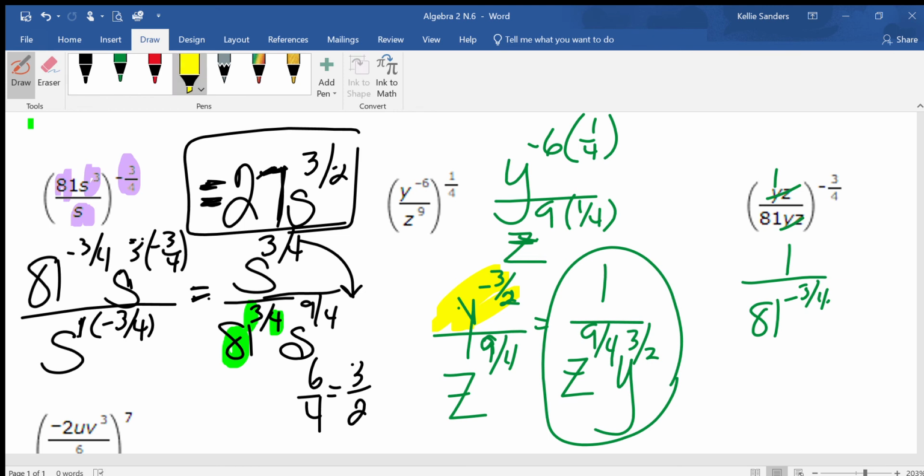It says, take me up. So 81 to the positive 3 over 4. We already did it a while ago. 4 of a kind multiplied together to get 81, which is 3, and then 3 times 3 times 3 is 27.